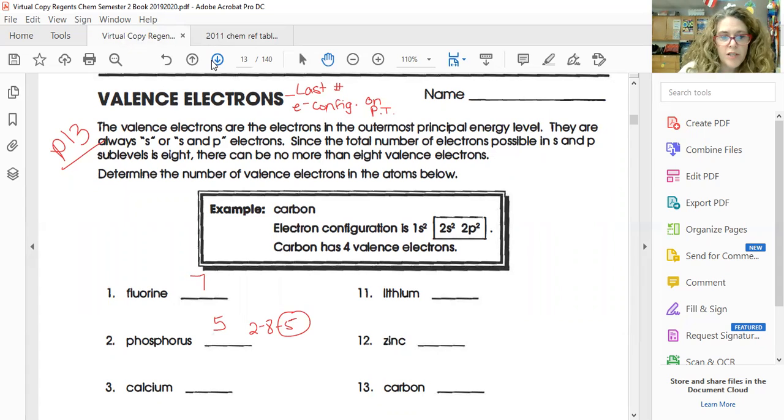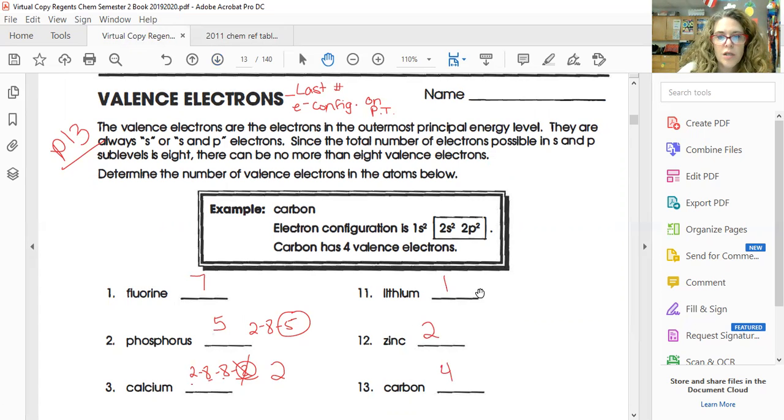So calcium has 2 valence electrons because it's 2, 8, 8, 2, right? Calcium is going to lose those 2 valence electrons. So I'm just going to write a 2 here. It's going to lose those 2 valence electrons and end with a 2, 8, 8 stable electron configuration, which is going to be just like argon, right? So the elements are going to either lose or gain electrons. Lithium has 1 valence electron and zinc has 2. And again, I just told you on the periodic table that carbon has 4.